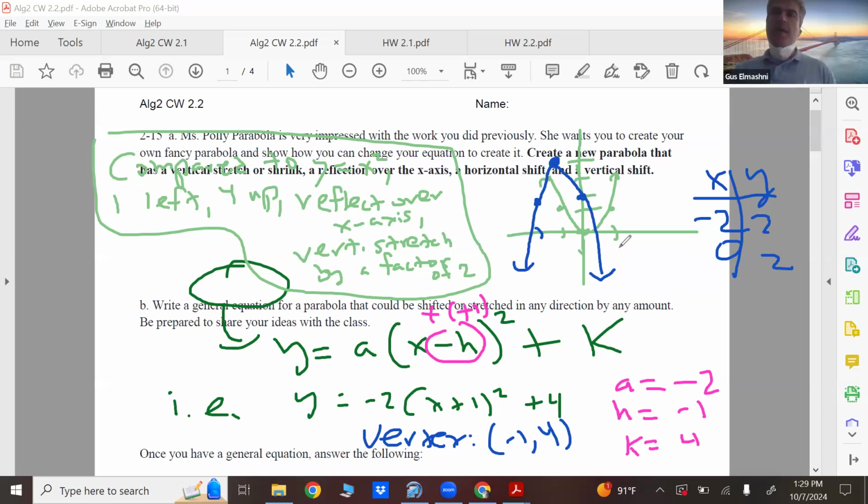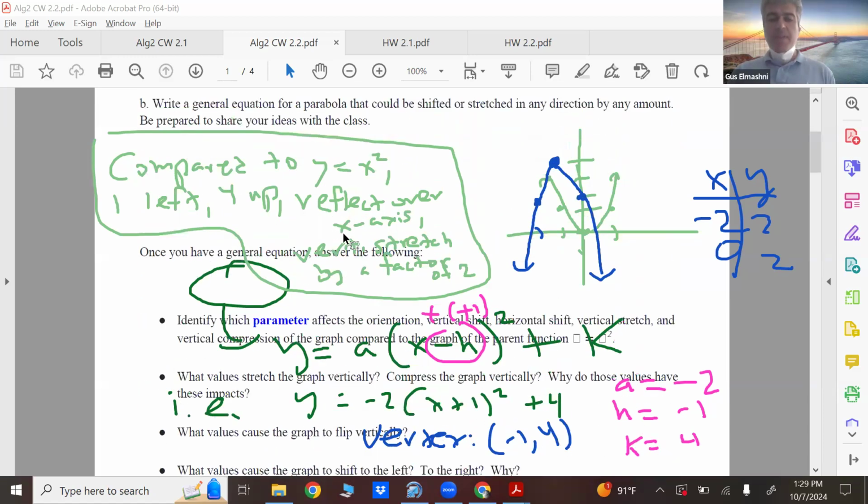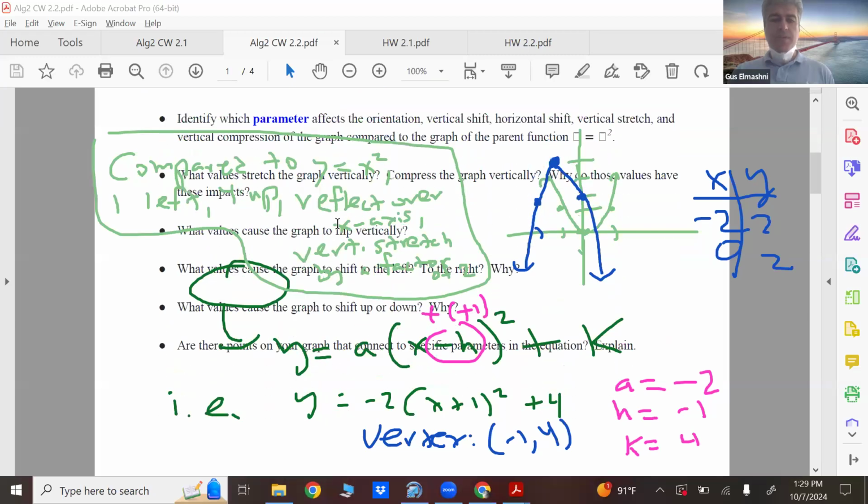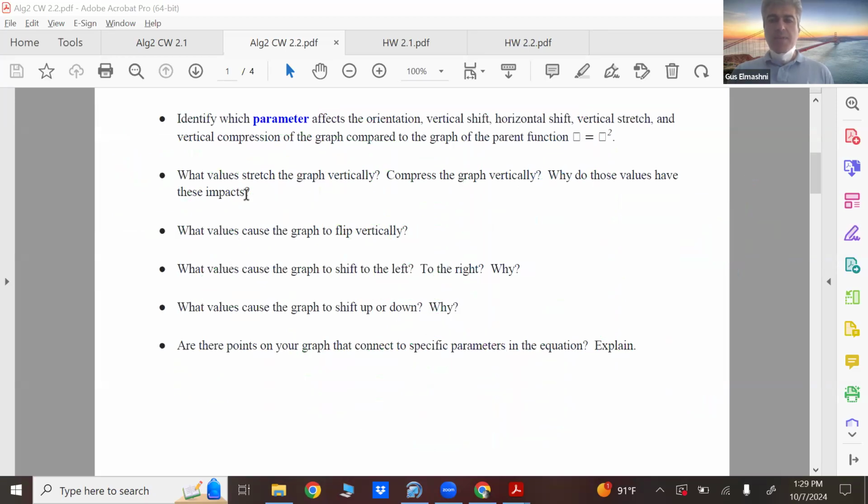Yes, you do a small table, but you're not going to do a random table. You've got to be intentional about it and make sure you find the vertex and plug in values close to the vertex. And we're going to do this over and over and over again for all kinds of equations. So once you have a general equation, answer the following questions, which we kind of did, right? Identify which parameter affects orientation. Ooh, that's y equals x squared in those boxes. My apologies. Didn't see that.